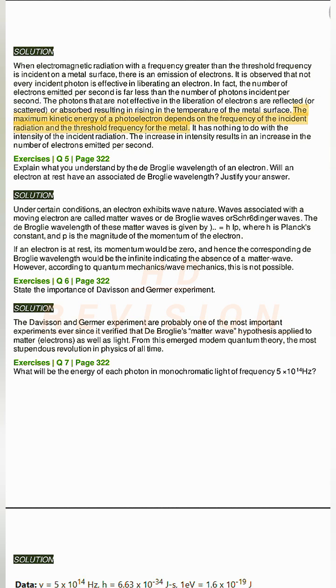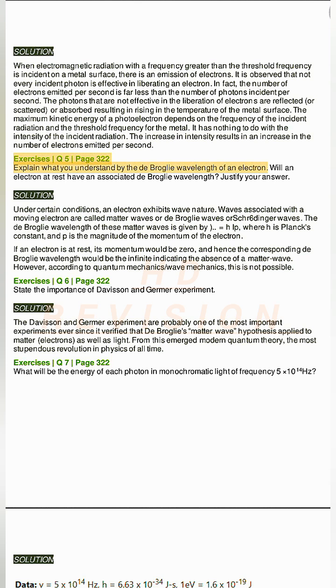The maximum kinetic energy of a photoelectron depends on the frequency of the incident radiation and the threshold frequency for the metal. It has nothing to do with the intensity of the incident radiation. The increase in intensity results in an increase in the number of electrons emitted per second.